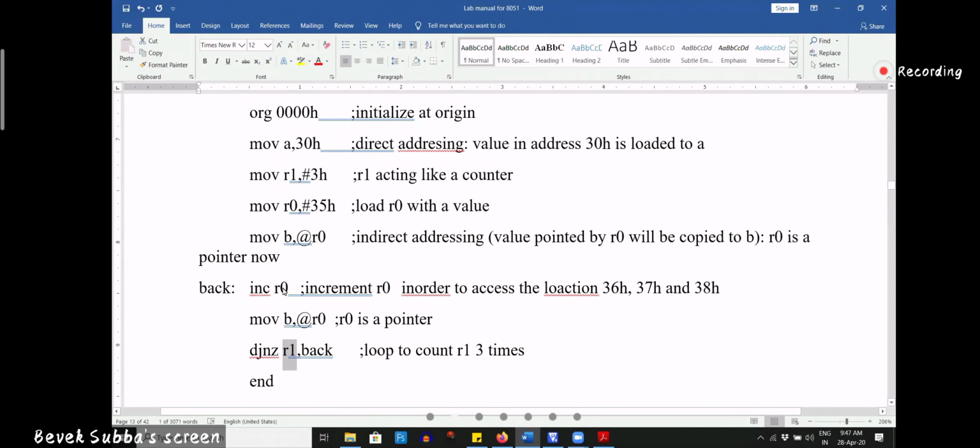No, it will be 38. In the first loop it was 37. So it will be 38. Then again the location pointed to by R0 will move to B. Okay, are you getting or not?